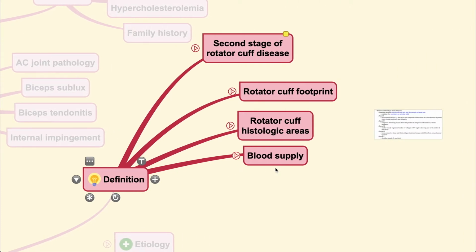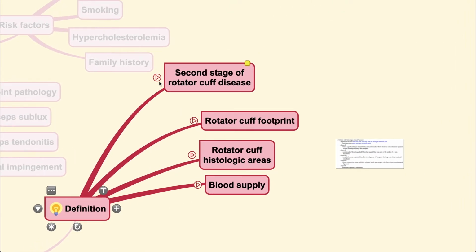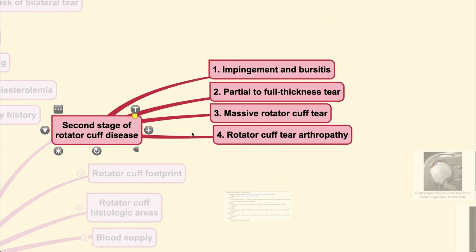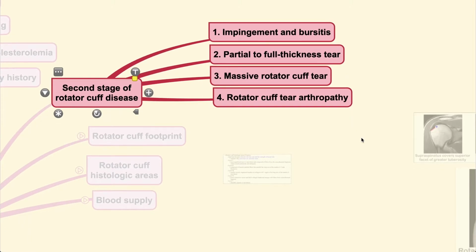Well, the definition of rotator cuff tear itself: it is a tear that involves the rotator cuff structure, and it is the second stage within rotator cuff disease. We all know that impingement is what starts it all, and the partial and full thickness tear is what follows, and massive rotator cuff tear may occur following partial or full thickness tear, followed by rotator cuff arthropathy.